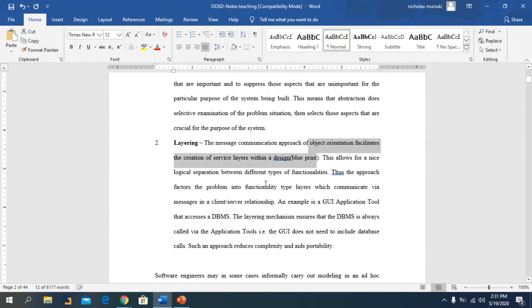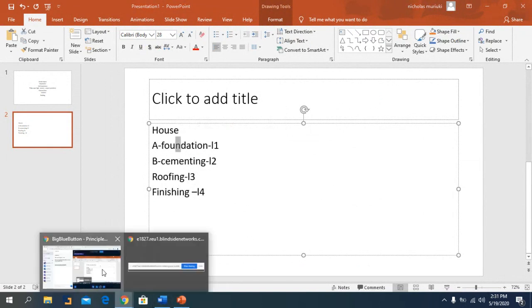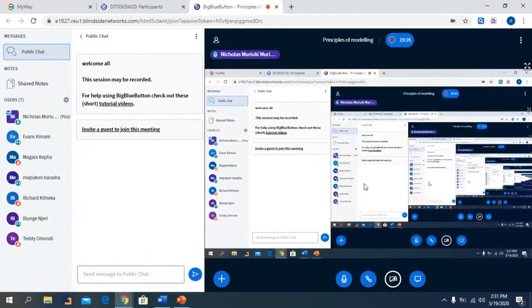And that's why we are saying we allow a logical separation between different types of functionality, which we have already separated. Foundation, we cannot cement when you are creating the foundation. We cannot roof when you are doing the foundation. So one step must start, then the other one has to follow. In that case, we can say the system is able to communicate in a manner that the user will be able to understand the system clearly.